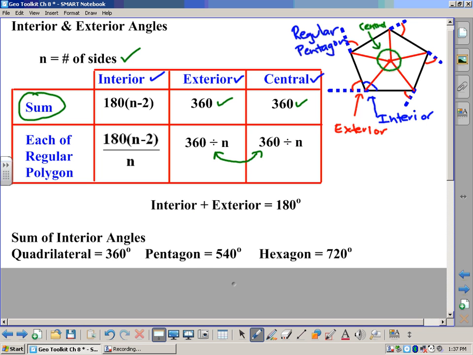And finally, before we do an example here, here's the sum of the interior angles of some common polygons: a quadrilateral, pentagon, hexagon. The sum of the interior angles in a quadrilateral is 360. For a pentagon, it's 540, and for a hexagon, it's 720.